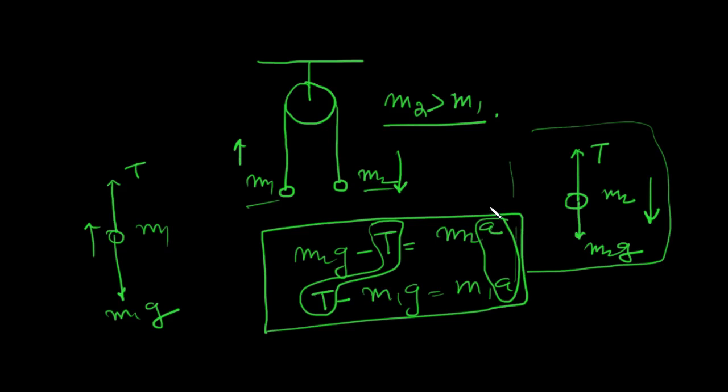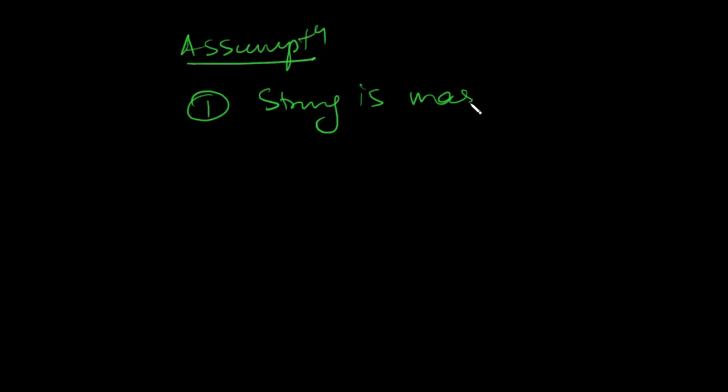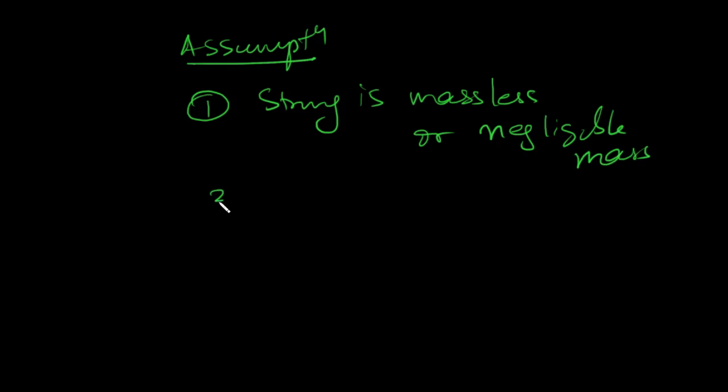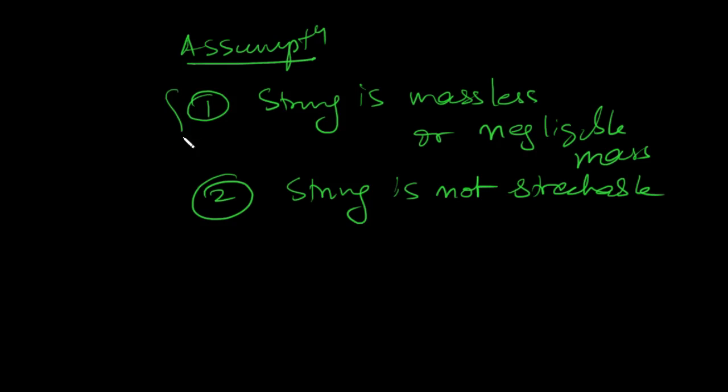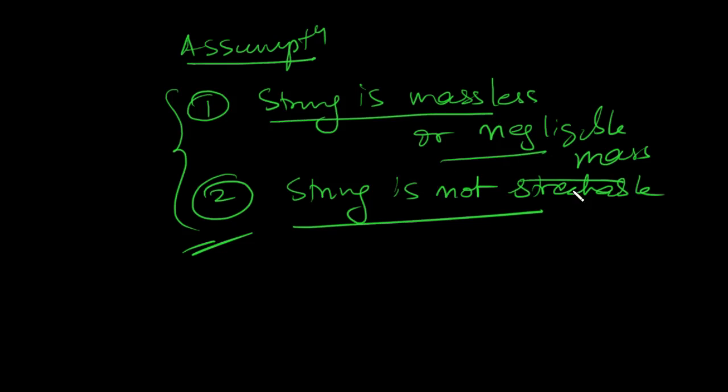Because in a pulley system, two assumptions are made. What are the assumptions? First, the string is massless, or has negligible mass, and second, the string is not stretchable. These are the two assumptions made in a pulley. By using these two assumptions, we arrive at the same tension and the same acceleration. I'll show you how.